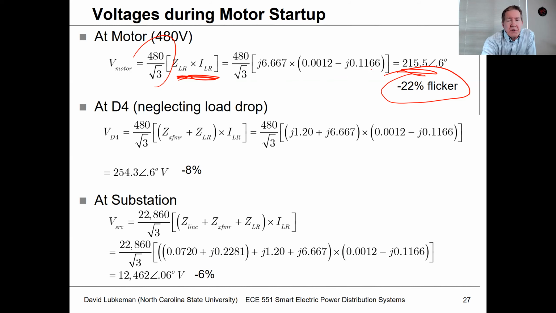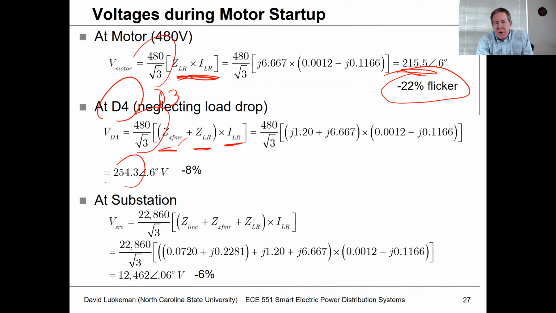Now at D4, which is downstream, we're basically going to get the same voltage that you see at D3 because we're neglecting load drop. And so if I take the transformer impedance plus the locked rotor impedance, that quantity times the locked rotor current, multiplied by the voltage base, this is going to give me 254.3 volts, which, with a base voltage of 480 divided by square root of 3, corresponds to a drop of minus 8%.